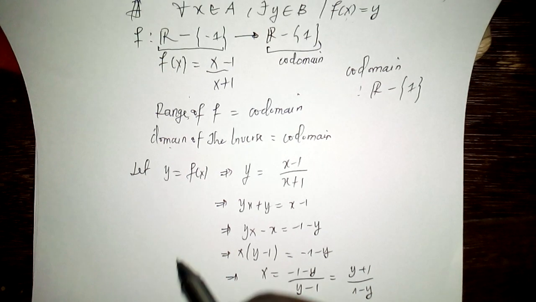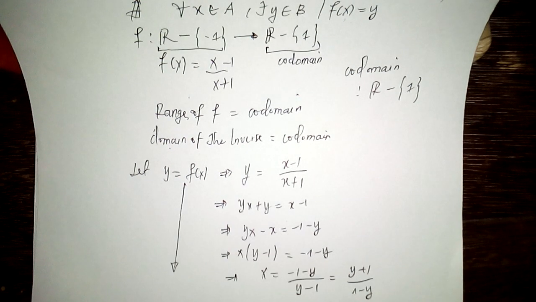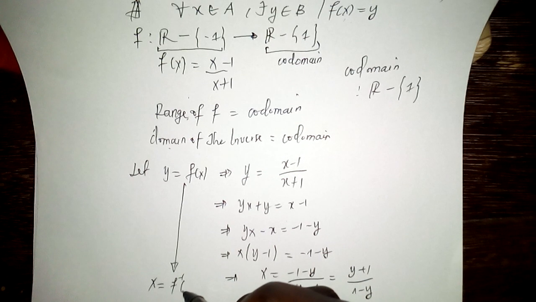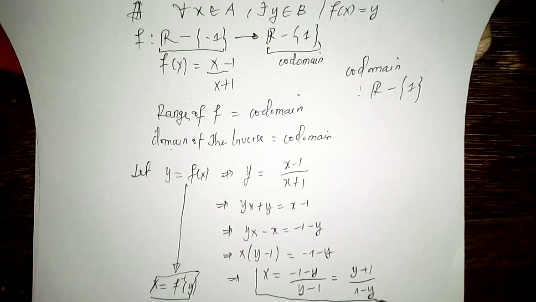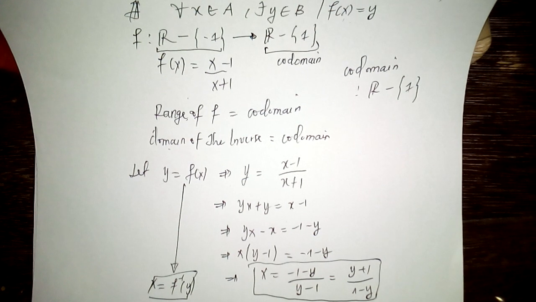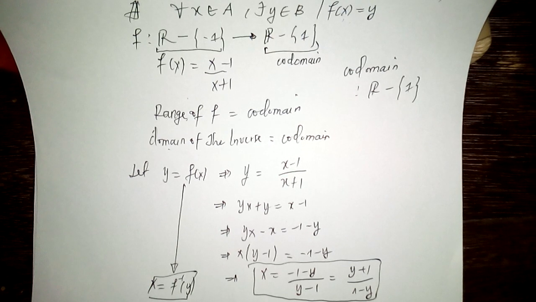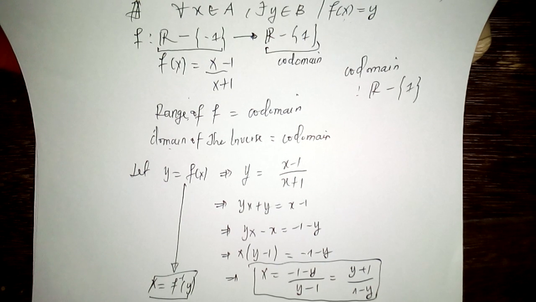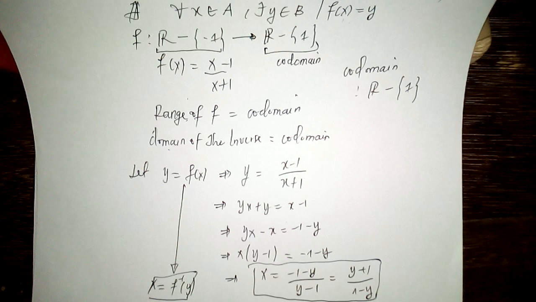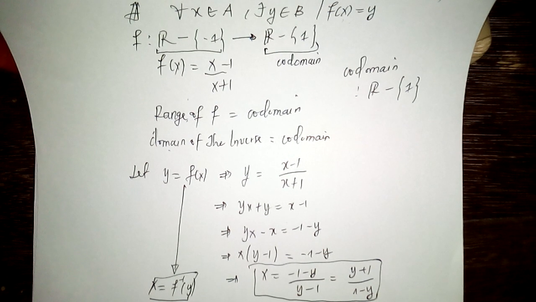But since we see that y is equal to f of x, it means that x is equal to f inverse of y. So here x is equal to f inverse of y, and x is equal to (y plus 1) over (1 minus y). So what does it mean? It means that f inverse of y is equal to (y plus 1) over (1 minus y), clearly. So since x and y are variables, it means that my f inverse of x will be equal to (x plus 1) divided by (1 minus x).